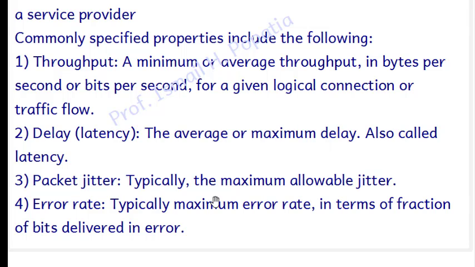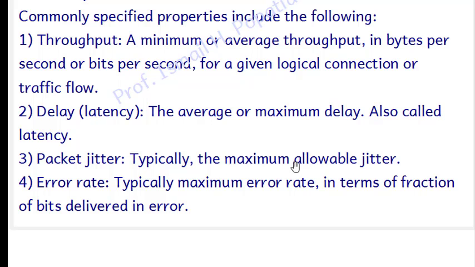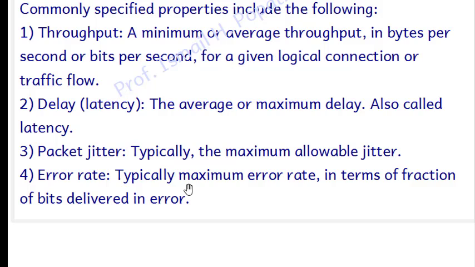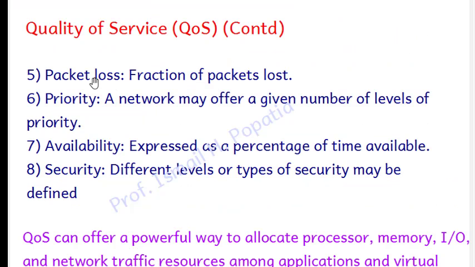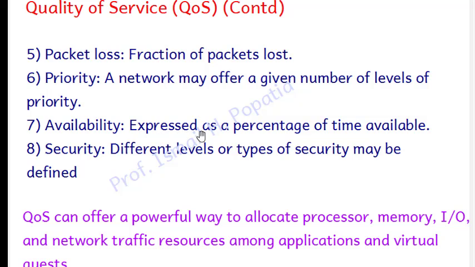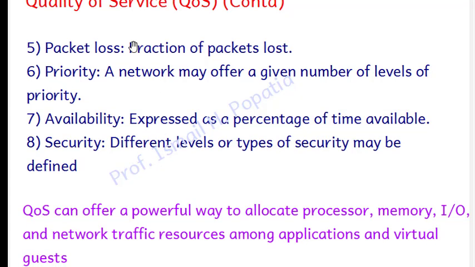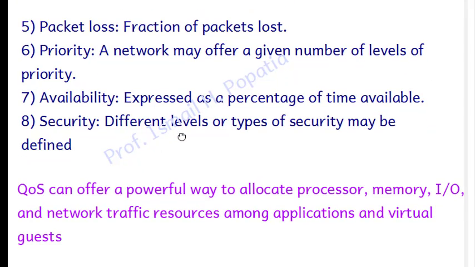Then we have the packet jitter, so how much maximum allowable jitter will be there. Then the error rate, typically the maximum error rate in terms of fraction of bits delivered in error is given. Then we have the packet loss, how many packet losses can be sustained. Then the priority: a network may offer a given number of levels of priorities. Then the availability, expressed as the percentage of time available. Then security: different levels or types of security may be defined. So these are some of the parameters which give us the quality of service, and all these parameters are measurable. We can find their values.